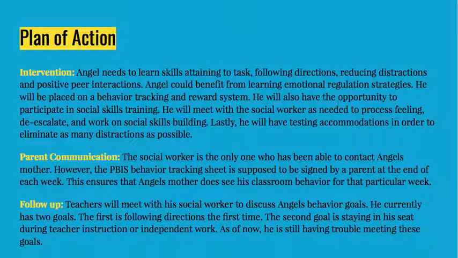As far as parent communication, as of now, the social worker is the only one who seems to be able to contact Angel's mother. However, the PBIS behavior tracking sheet is supposed to be signed by a parent at the end of each week, so this ensures that Angel's mother is hopefully reading and seeing how Angel's classroom behavior is for that week. And as far as follow up, teachers will meet with the social worker to discuss Angel's behavior goals. He currently has two goals, and that's to follow directions the first time, and the second one is to stay in his seat during teacher instruction or independent work. And as of now, he still is having trouble meeting those goals, so there's still a lot of room for improvement.